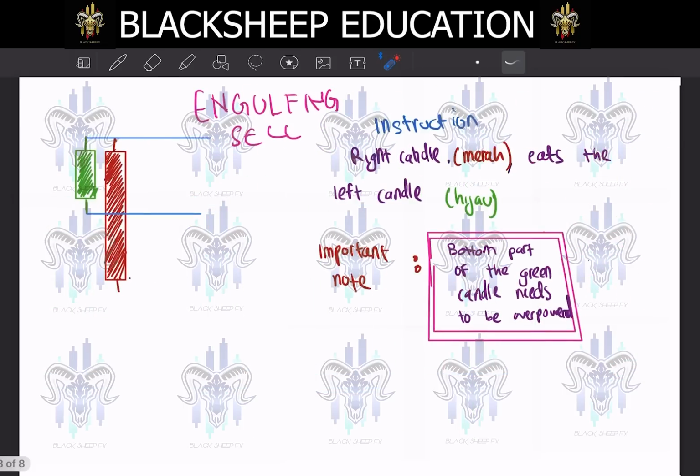Same goes for engulfing sell, just in the total opposite direction. The right candle has to eat the left candle, which is the green candle.